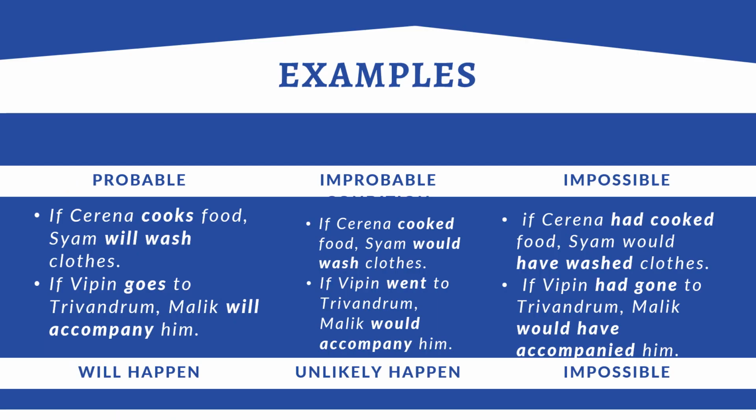Now we have studied all the three types of conditional clauses and their verb patterns. Let's explore some examples for these three types. The first one is probable condition. The first example is: if Serena cooks food, Shyam will wash clothes. Cooks is the verb in the if clause. It is in the V1 form, and naturally the verb in the main clause will be will plus V1 form, will wash.